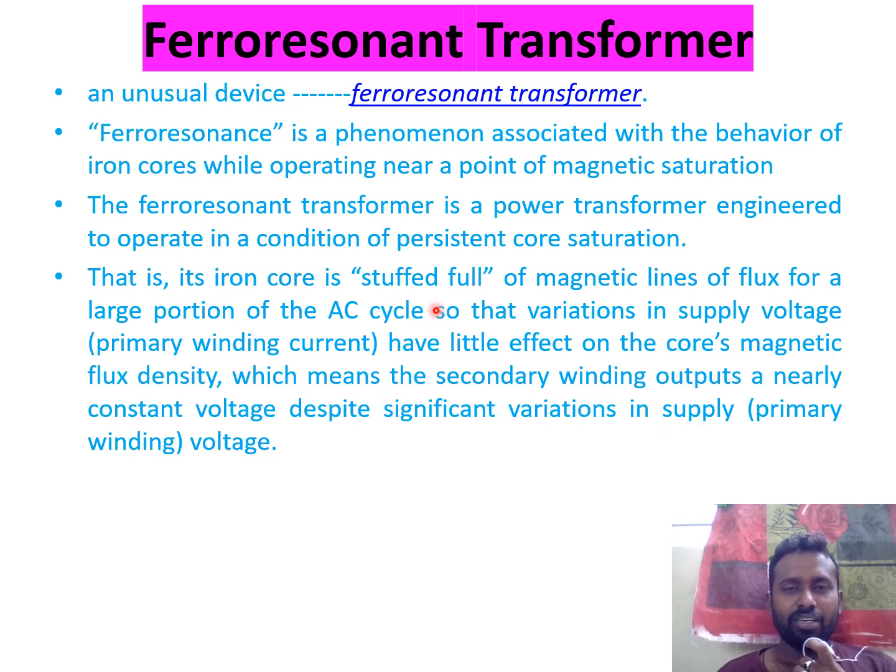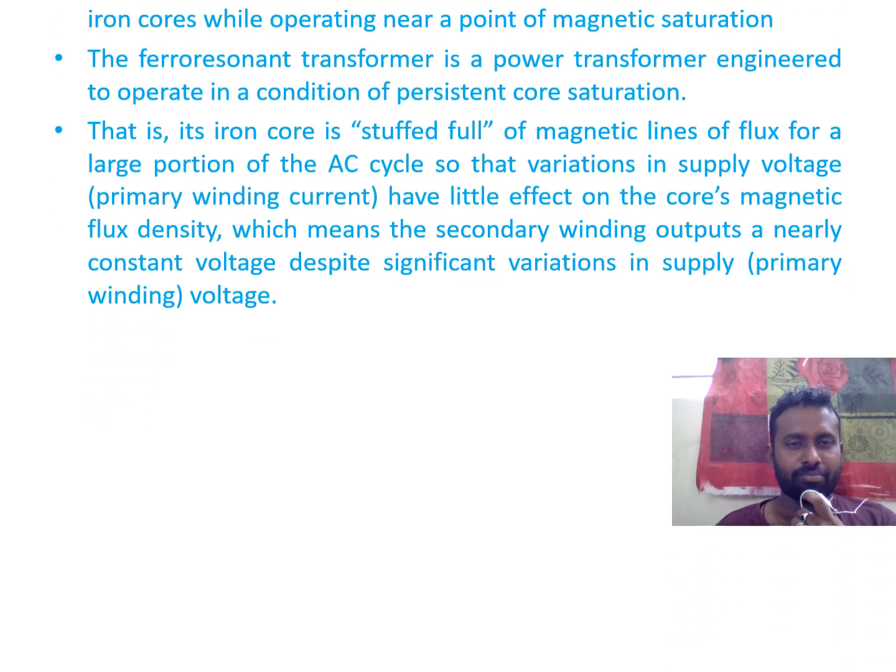Because they are fully stuffed with magnetic flux lines, variations will have little effect on the core magnetic flux density. That means in spite of significant variations in the supply, the output is nearly always constant. That was what we were looking at regulation actually. This ferroresonant transformer always gives a constant output voltage, which has approximately very little voltage regulation.